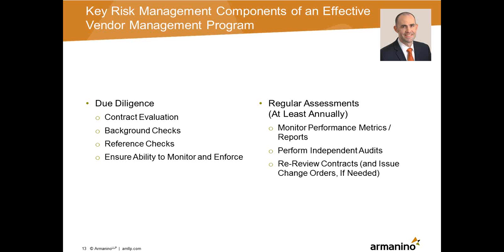So what are really the key things that you need to be focusing on as part of an effective vendor management program? Really, it comes down to two things. You've got the upfront piece and then the ongoing piece. On the upfront side, you've got due diligence. And it includes things like contract evaluation, background checks, reference checks, a lot of things that may seem somewhat straightforward and somewhat well-known.